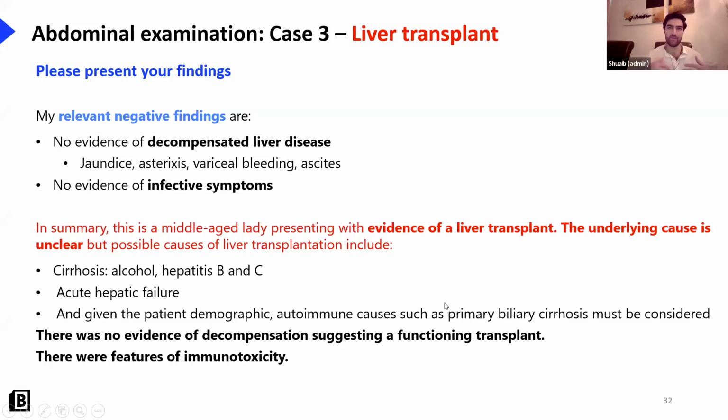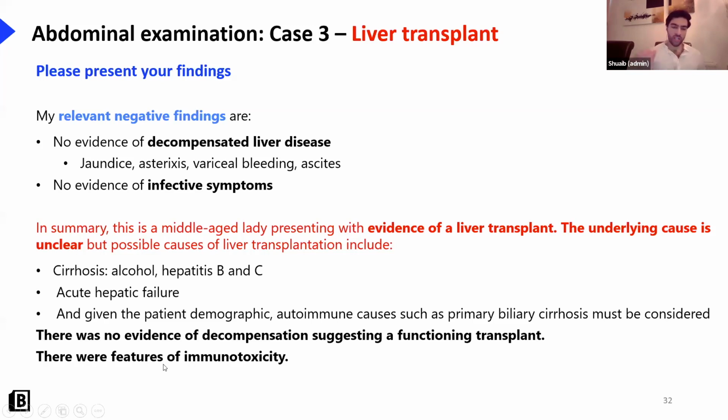If this lady came in with a Mercedes-Benz scar and she had jaundice and she had a liver flap, also known as asterixis, and she had ascites, that means you know that the transplant has failed because she's got overt liver disease. If she doesn't have any of those features, then you can say, well, actually, the liver must be doing its job. The transplant is working. So this is a functioning transplant. And you can say there were features of immunotoxicity.